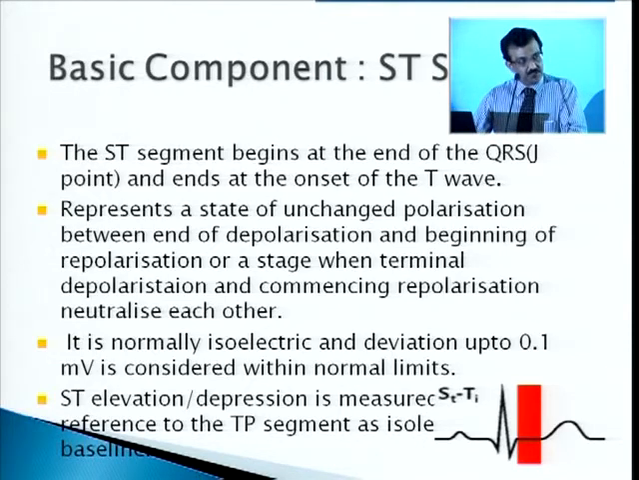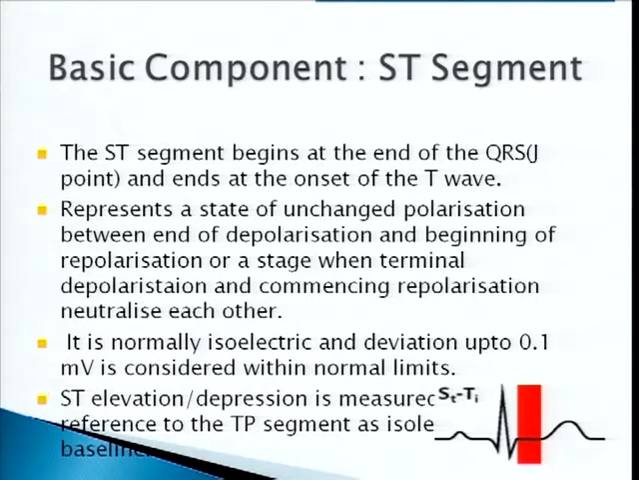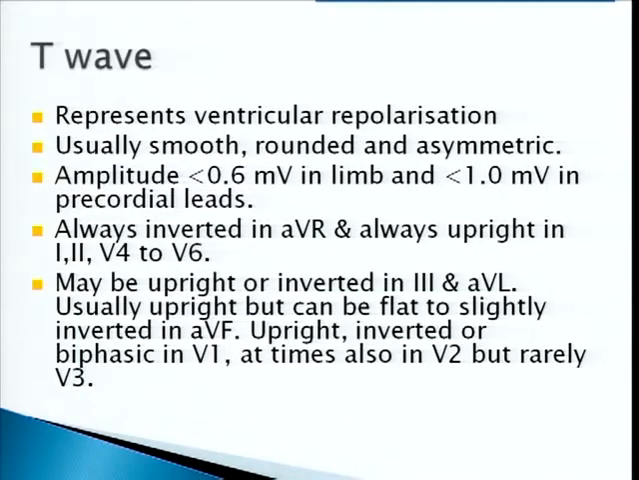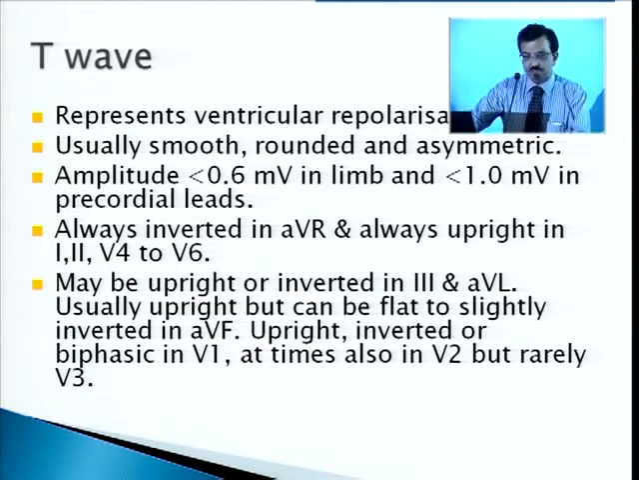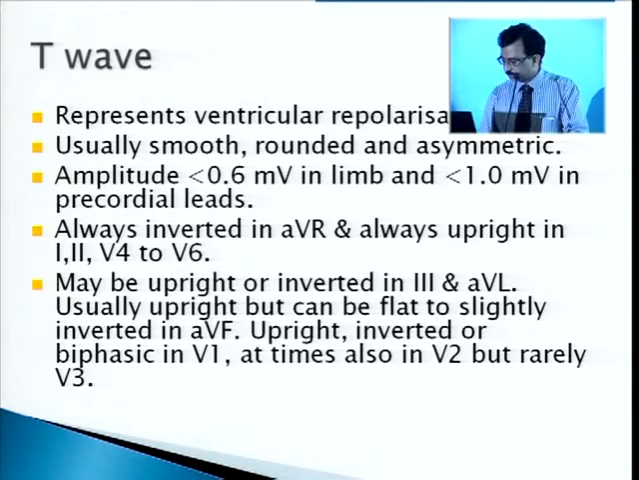Normally it is isoelectric, but some amount of deviation can be there, up to 0.1 millivolts. Otherwise we always take the ST segment, TP segment as an isoelectric baseline for measurement of ST elevation as well as ST depression. The T wave represents ventricular repolarization. It is smooth and rounded, asymmetric, and always inverted in aVR, and always upright in I, II, V4 to V6. It may be upright or inverted in III and aVL.